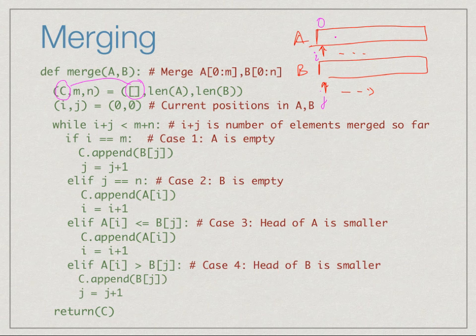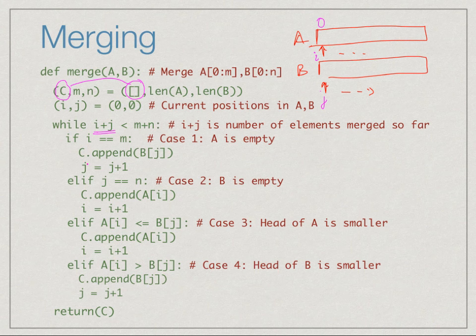So as we move along, if we move i from 0 to 1, that means we have processed one element in A. If we move it to 3, we have processed 3 elements in A, and so on. So at any given time, i plus j will tell us how many elements have been moved so far to the output. Eventually, everything in A and everything in B must be moved to the output. So this will go on so long as i plus j has not reached the total m plus n, which was the total number of elements we had to move to begin with. So while i plus j is less than m plus n, we have to look at different cases.